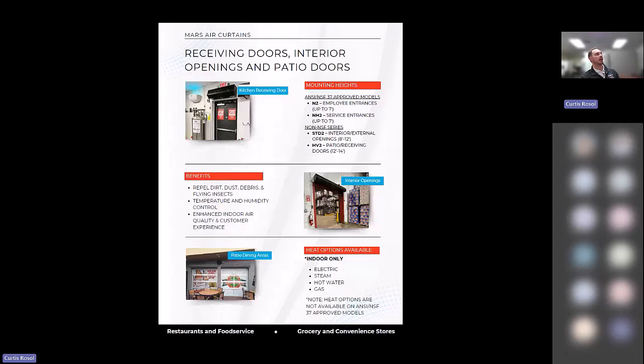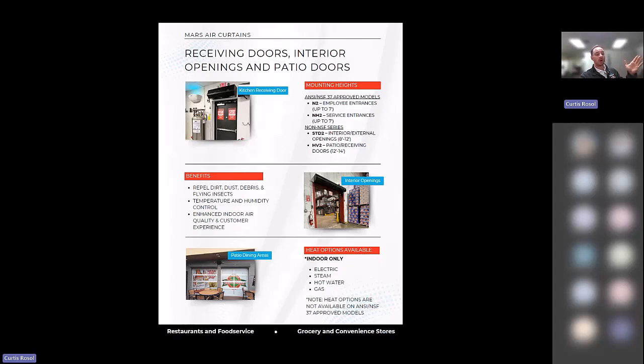Next tier of applications that we're showing here would be receiving doors, interior openings, and patio doors. So this would, again, I would call that the next step up from those entrance doors, the entry doors, excuse me. These would typically be our standards and our HVs. More for fly control applications for the most part, but again, depending on the height of your opening, you could be in one or two of the other models as well.